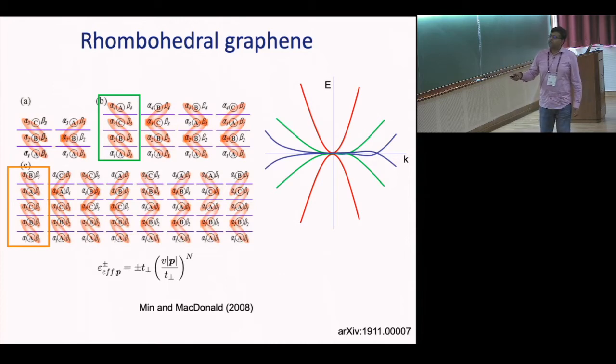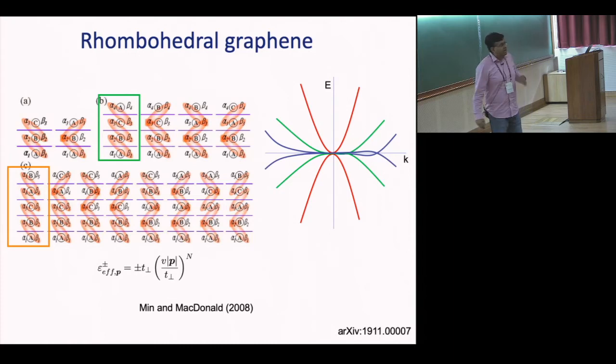And the beautiful result is if you take ABC graphene of N layers, then the band structure within nearest neighbor tight binding looks like the following. The energy goes as momentum to the nth power, where N is the number of layers. So N equals 1 is monolayer graphene, N equals 2 is bilayer graphene, and so on and so forth. So in this very simple theory, if you go to N equals 50, then you have a dispersion that's extremely flat, and so the density of states is going to be enormous at charge neutrality in the system.